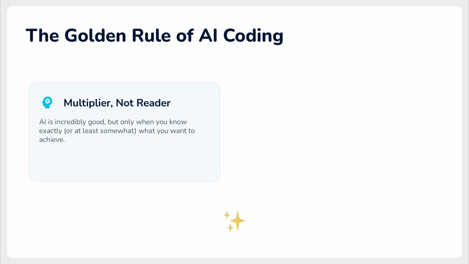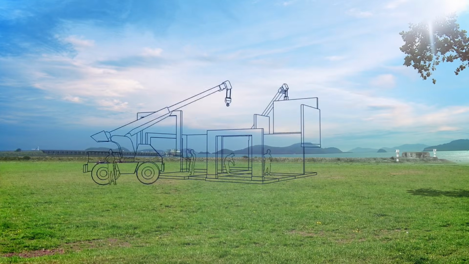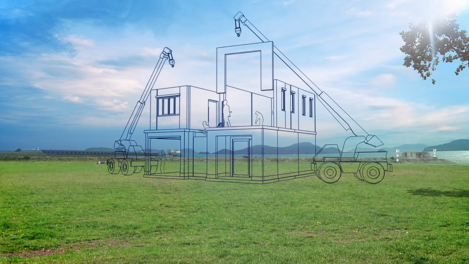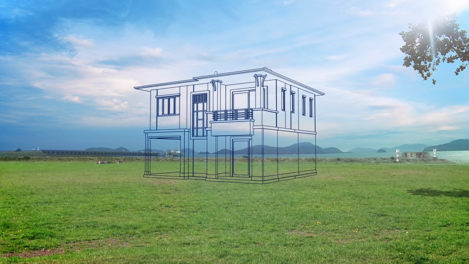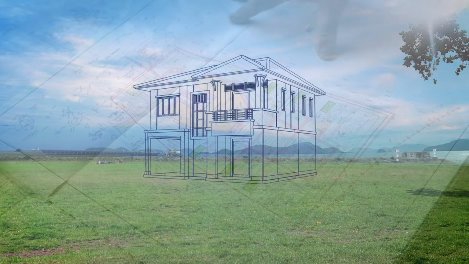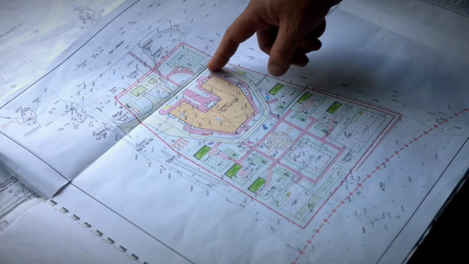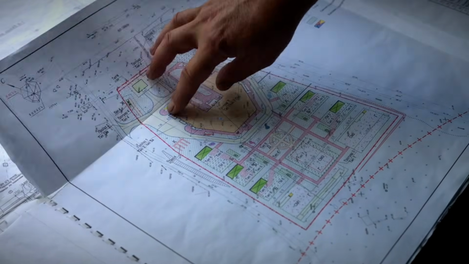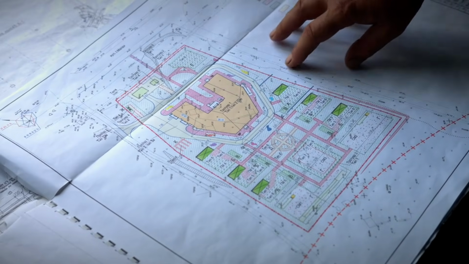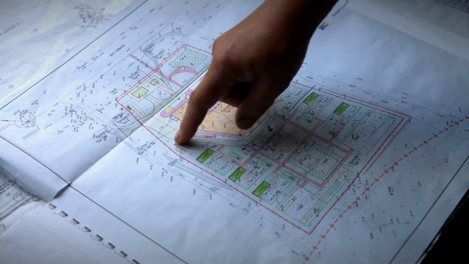And this changes what our job is. Think about how an architect designs a building. The architect does not lay bricks. The architect does not pour concrete. The architect plans. They decide what the building should be, how the rooms connect, what the load-bearing walls are. Then they hand the plan to people who execute it.